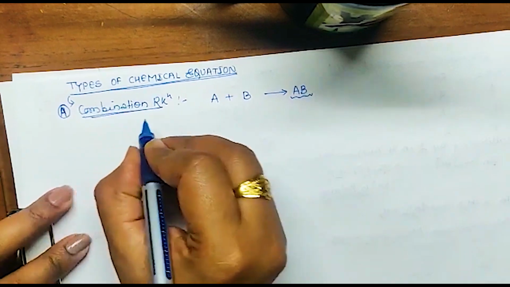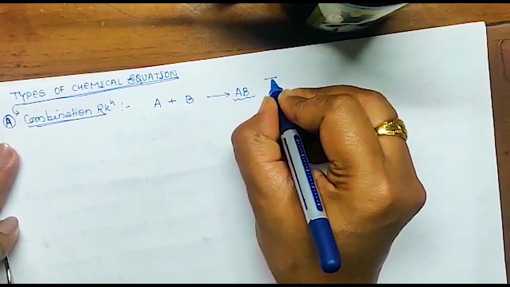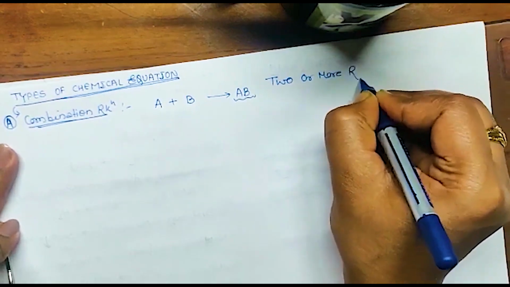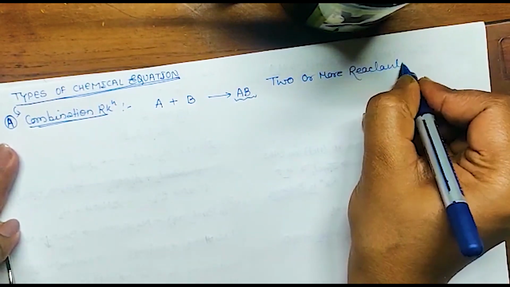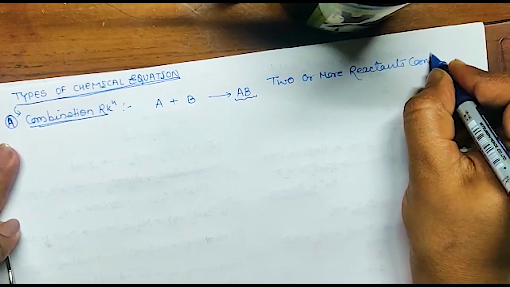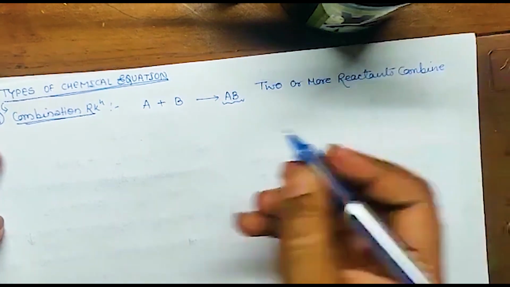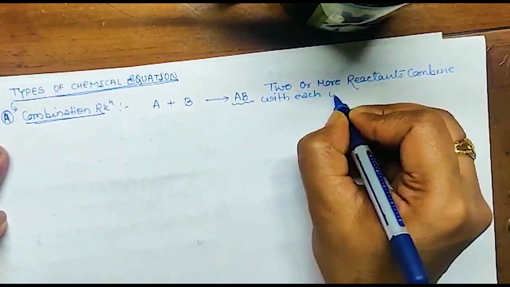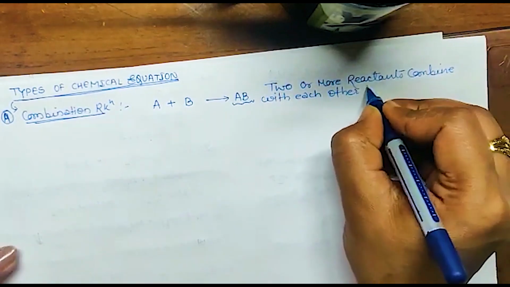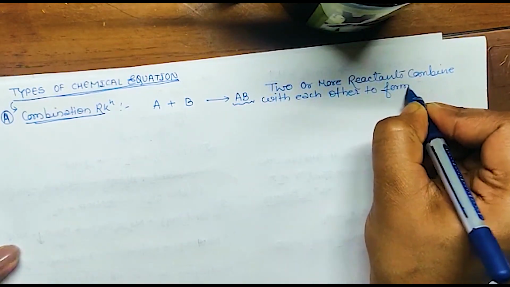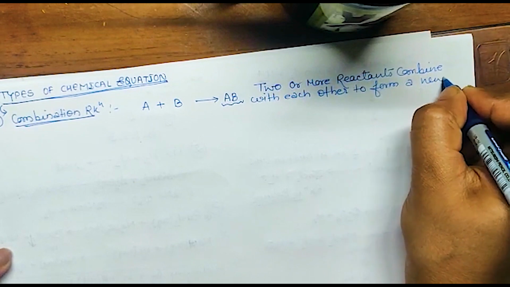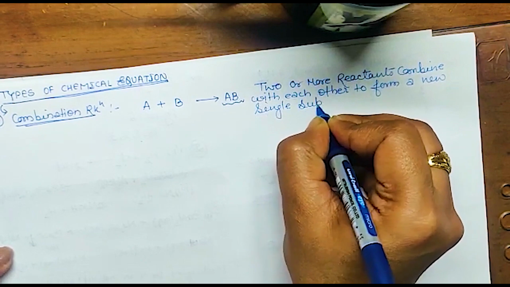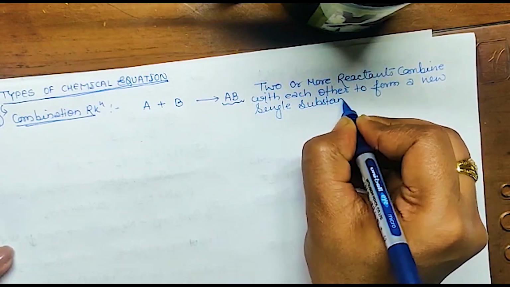Okay. So just an example, write down here: two or more reactants combine with each other to form a new single substance or compound.